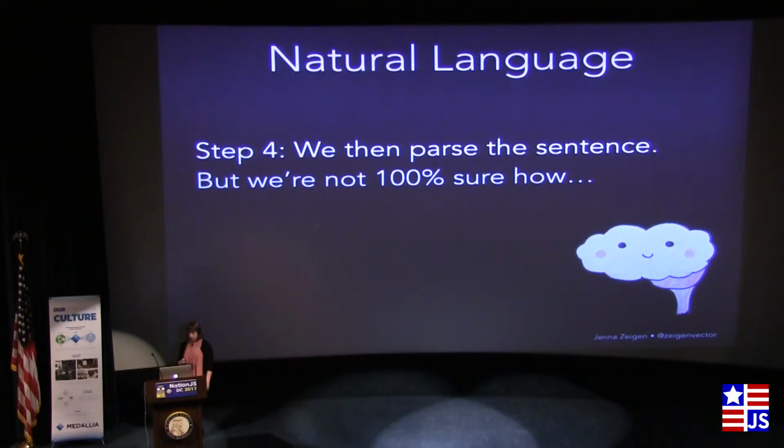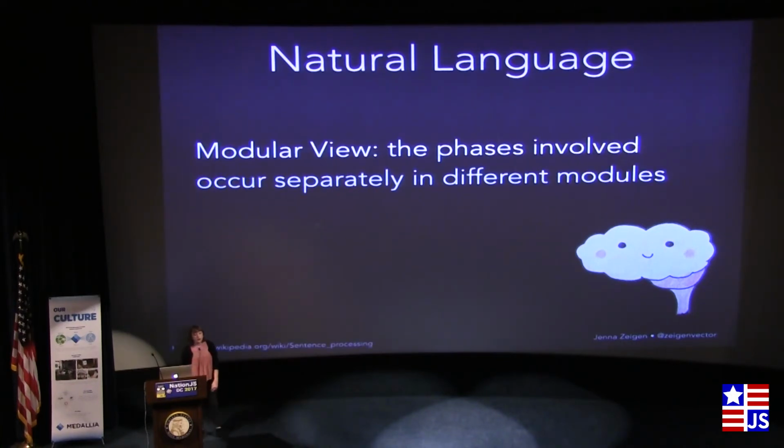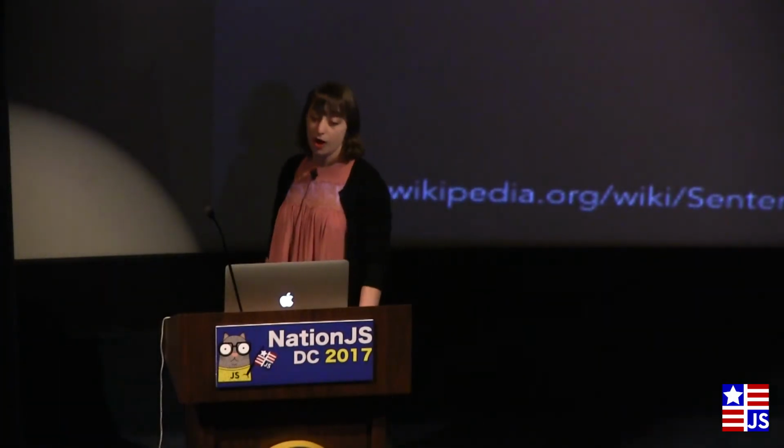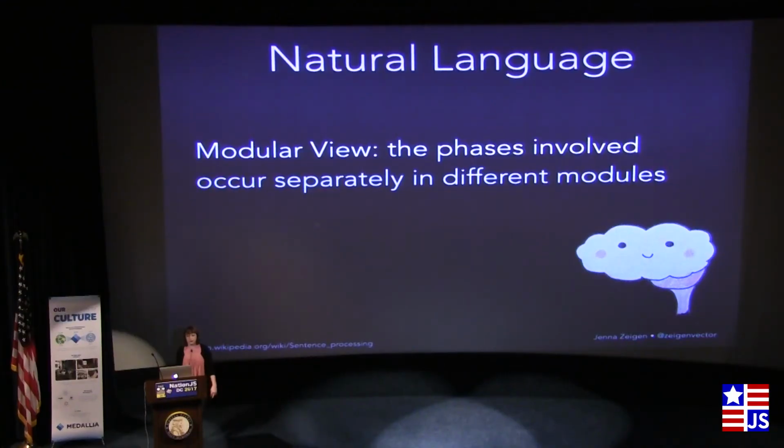So there are two conflicting theories with pretty solid evidence supporting both. One of them is the modular view, that the phases involved in this process occur separately and in different modules. A pretty popular version of this is called the garden path theory, and it says that we construct the simplest parse first based on the syntactic information, and then in the second round, the semantic information is used to determine if that parse makes sense based on context. And if not, you have to go back and reparse. This explains why we fall for sentences such as, the horse raced past the barn fell. These are called garden path sentences because you're led down this beautiful garden path until the end when you realize you did it wrong.